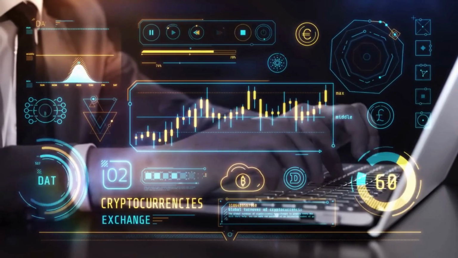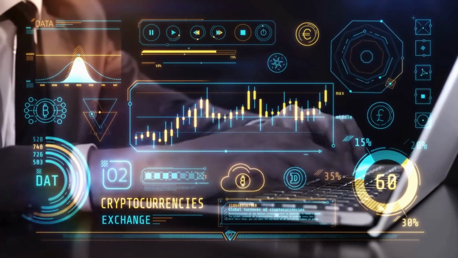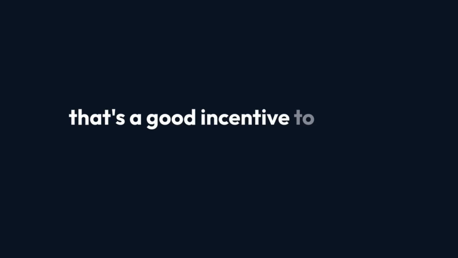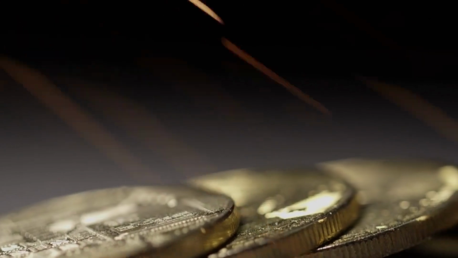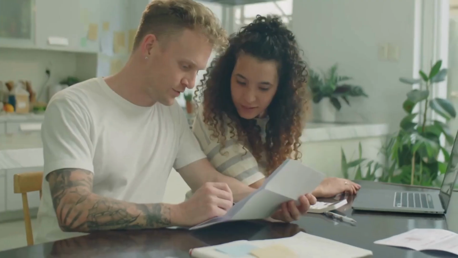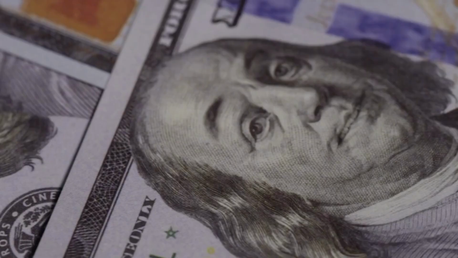Ah, so if they try to cheat the system, they risk losing their stake. That's a good incentive to play by the rules. Right. And the more SOL a validator stakes, the more influence they have on the network. So it's like a built-in security measure. Exactly.